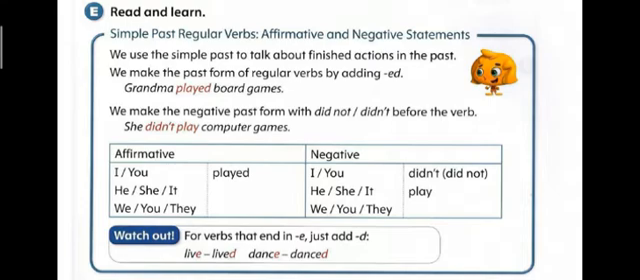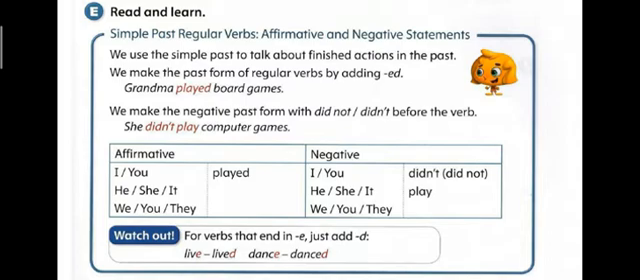Affirmative: I, you, he, she, it, we, you, they played. For all of the subject pronouns we put ed with the regular verbs. Negative: we put didn't or did not before the verb, so we say I didn't or I did not play. You didn't, he didn't, she didn't, it didn't, we didn't, you didn't, they didn't play. And that's it.